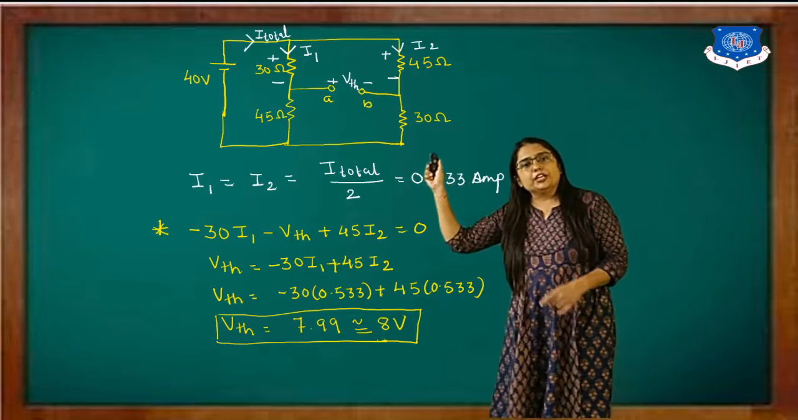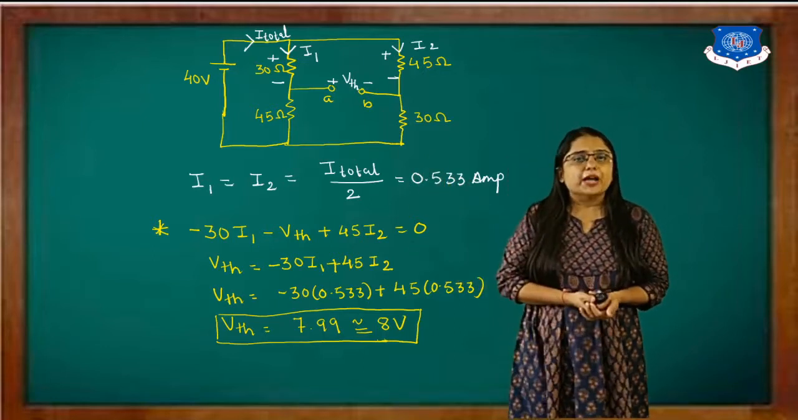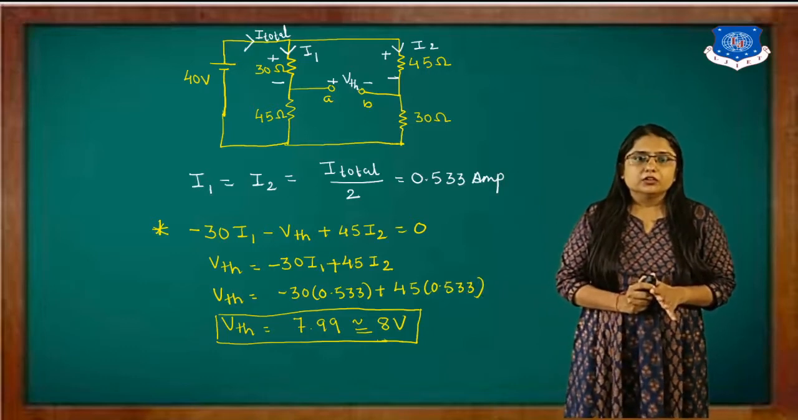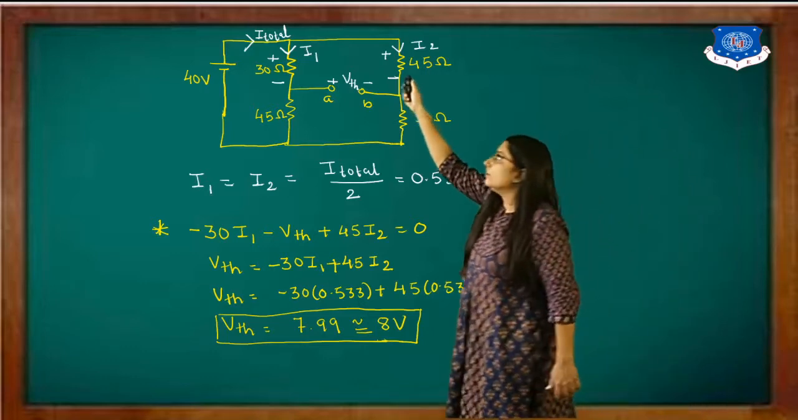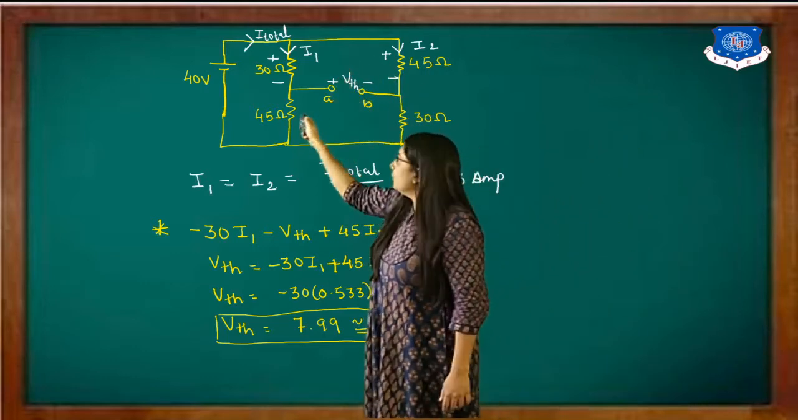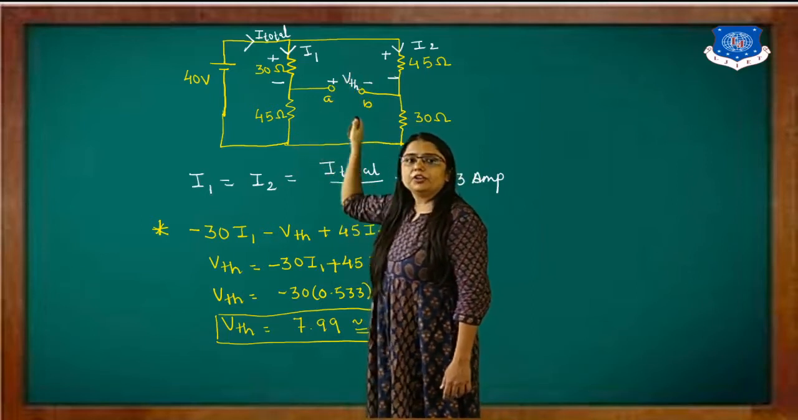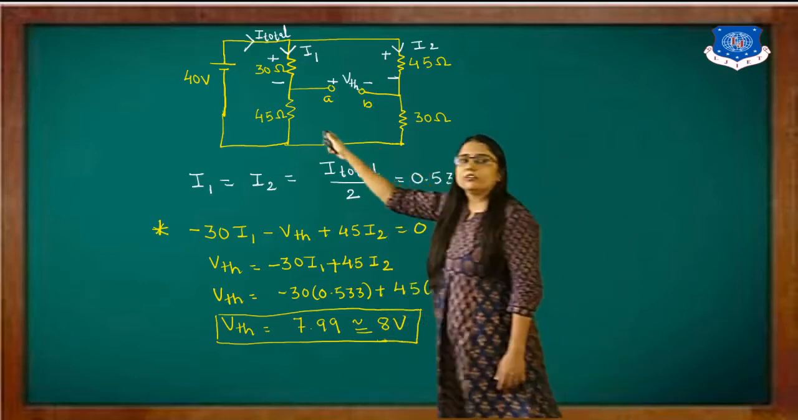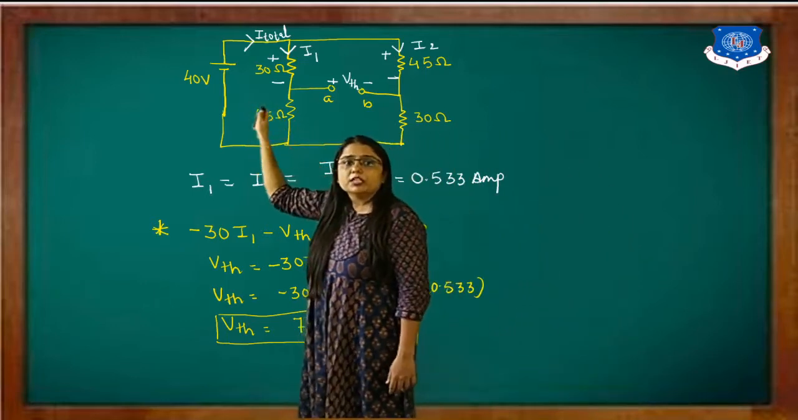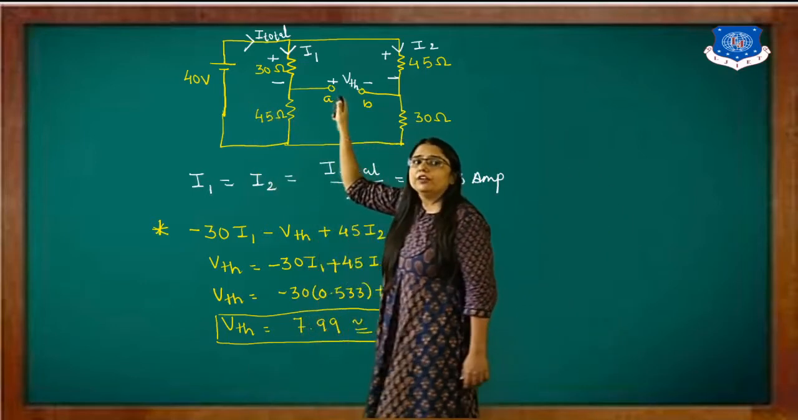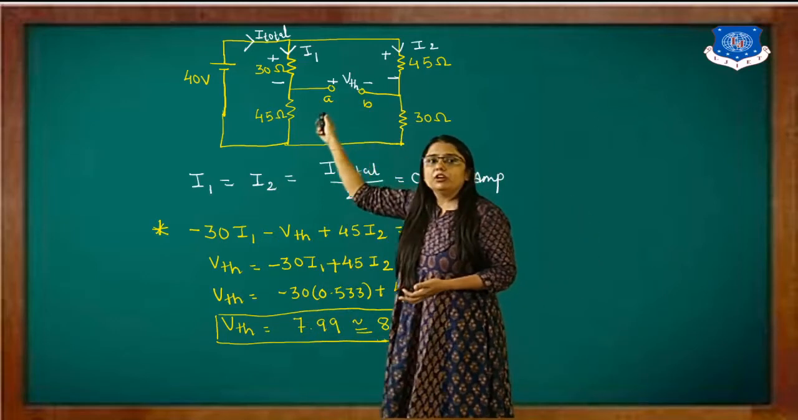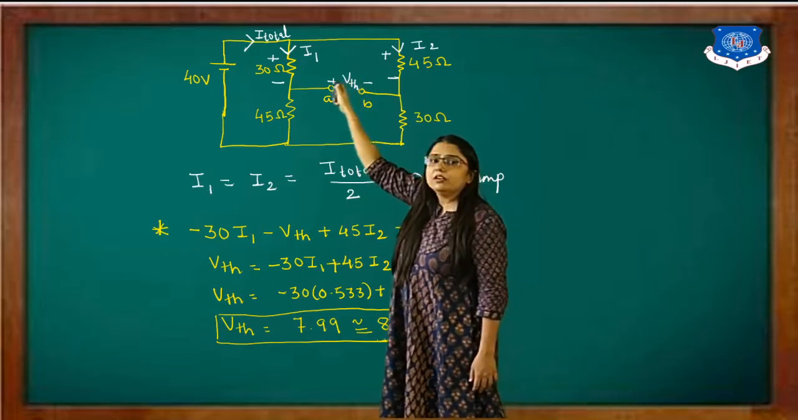As I mentioned, you can solve this example using mesh analysis. Then you will get the same answer. And if you take this loop instead of that loop, you will get the same answer. But you cannot write the equation for this loop, because I want to find the value of VTH. So I have to choose the loop that contains the voltage VTH.